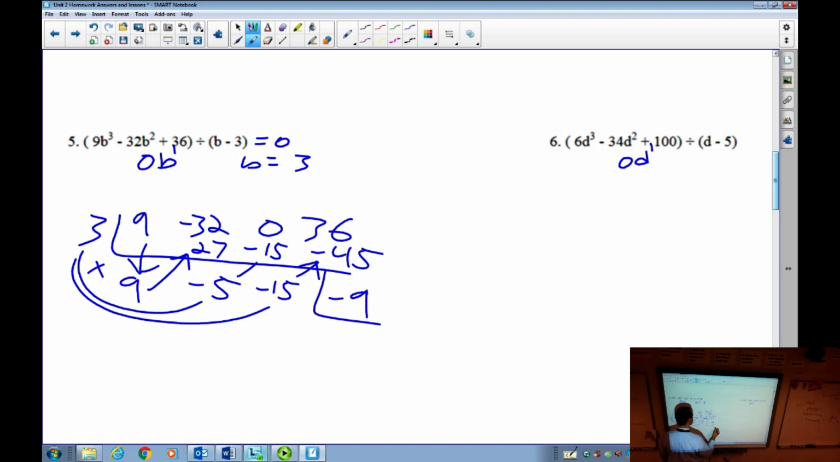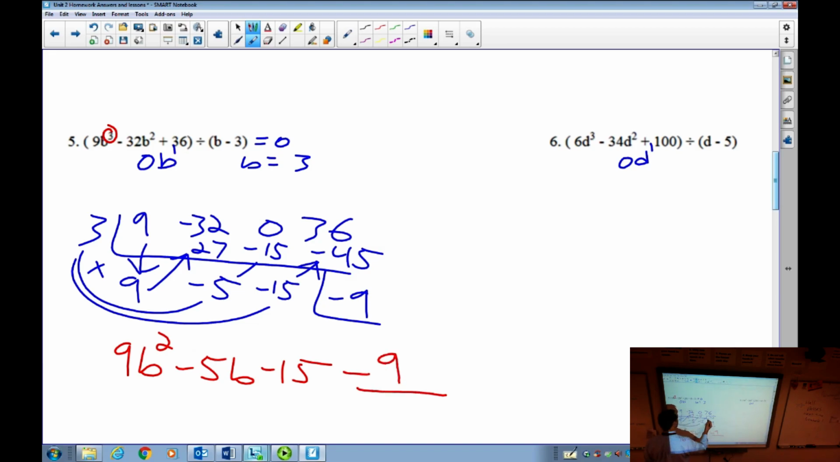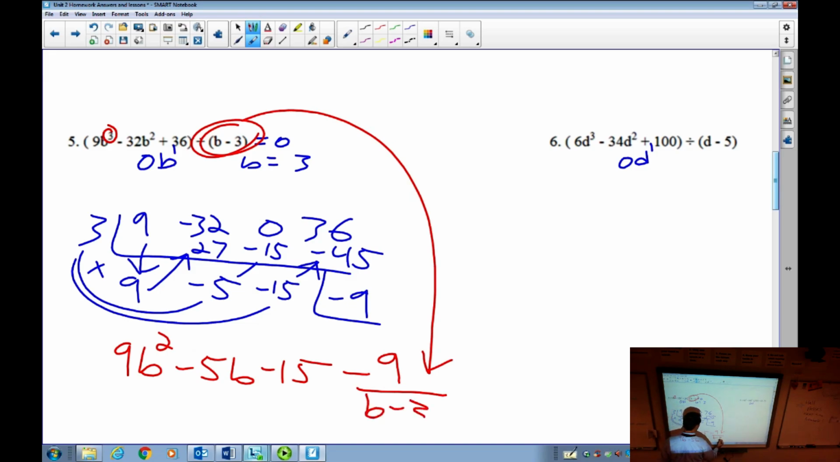Okay, so this time we do have a remainder. So we're going to finish it off here. So we'll bring down the 9. We're doing it in b's. Not b to the third power now, but b squared. So then 9b squared minus 5b minus 15 is our answer. And then we're going to have a remainder, so you actually want to use the minus 9 there. So minus 9 as a remainder all over the divisor. So minus 9 over b minus 3. Okay, so that's our final answer there for number 5.